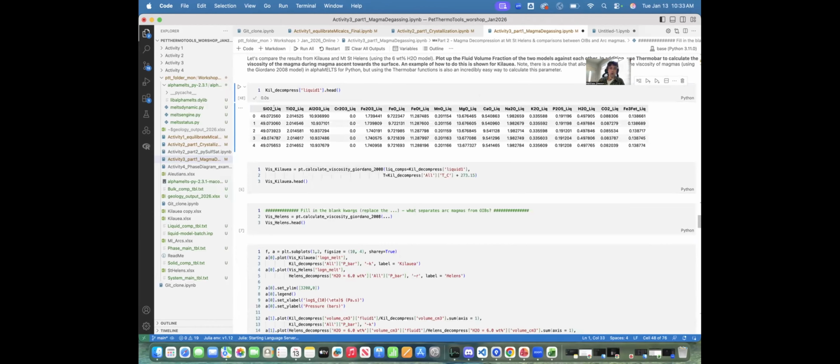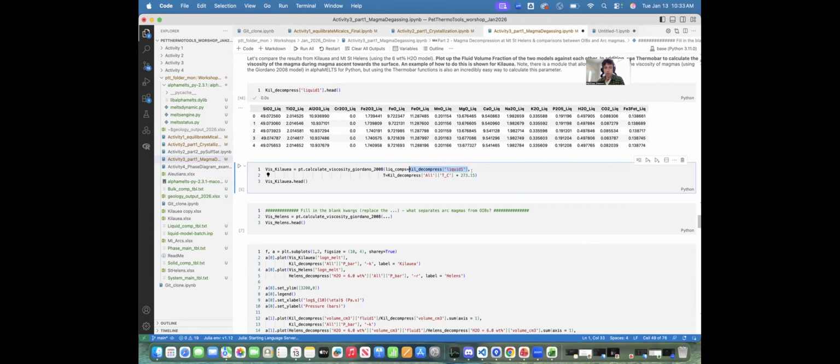You can see that all of our columns outputted from PetThermoTools have the _liquid. This means that we can just provide that data frame, the liquid data frame from the Kilauea decompression model, to Thermobar, and it will be able to calculate the viscosity.